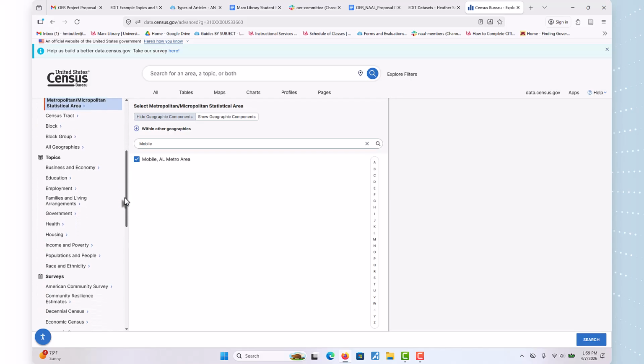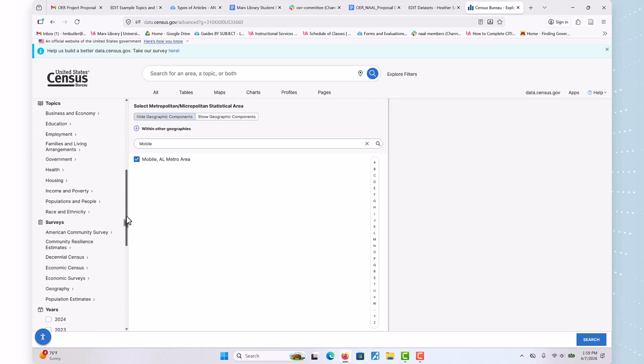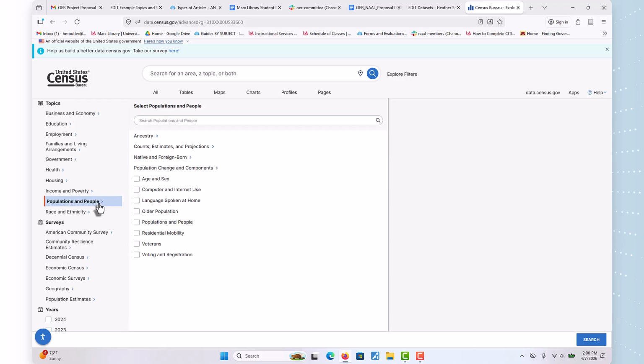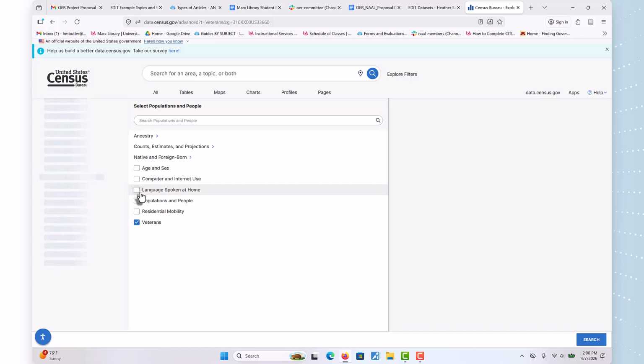Now that we have our geography added, we can choose what kind of information about Mobile we actually want to find. So we have our list of topics. They're sorted into broad categories. We have things like if we want to look at economy, if we want to look at education information, we also have race, ethnicity, we have different health information. We have all these different kinds of information because other parts of the United States government that publish different kinds of reports, they also get their information from the Census Bureau.